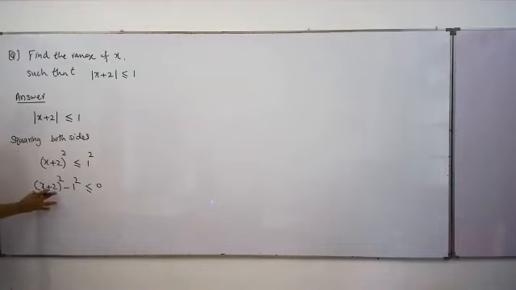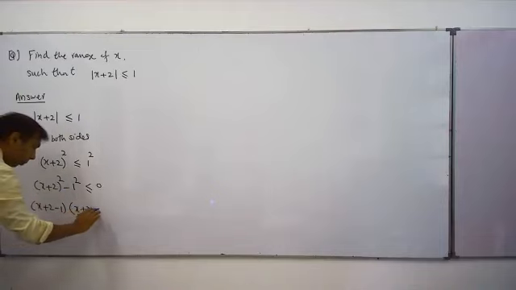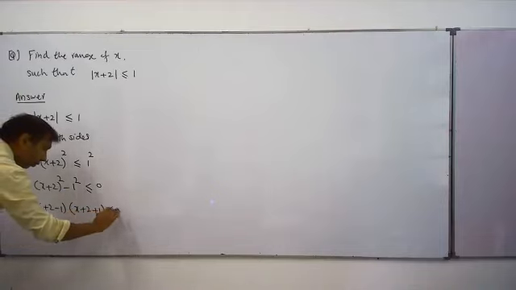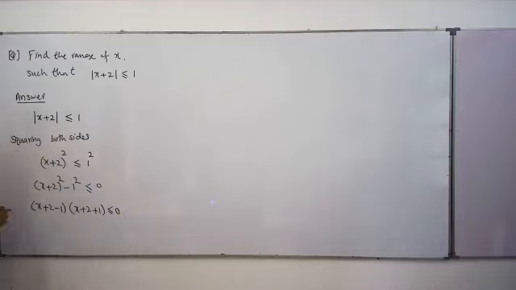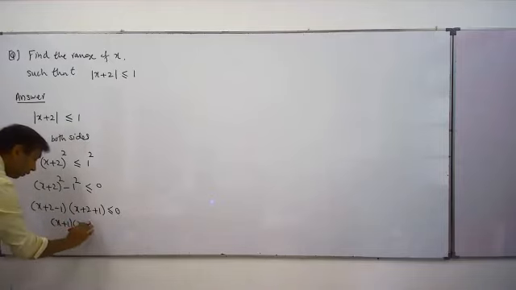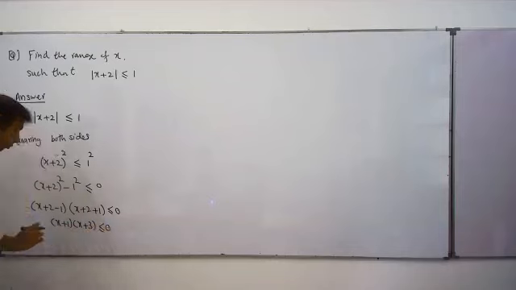Now you can factorize this difference of two squares. This you can consider as a squared minus b squared. Then the factors are going to be a plus b. First one is x plus 2 minus 1, the other one is x plus 2 plus 1, less than or equal to 0. Then here 2 minus 1 is 1, so x plus 1, and this is x plus 3, less than or equal to 0. Now you can very easily find the range for x.